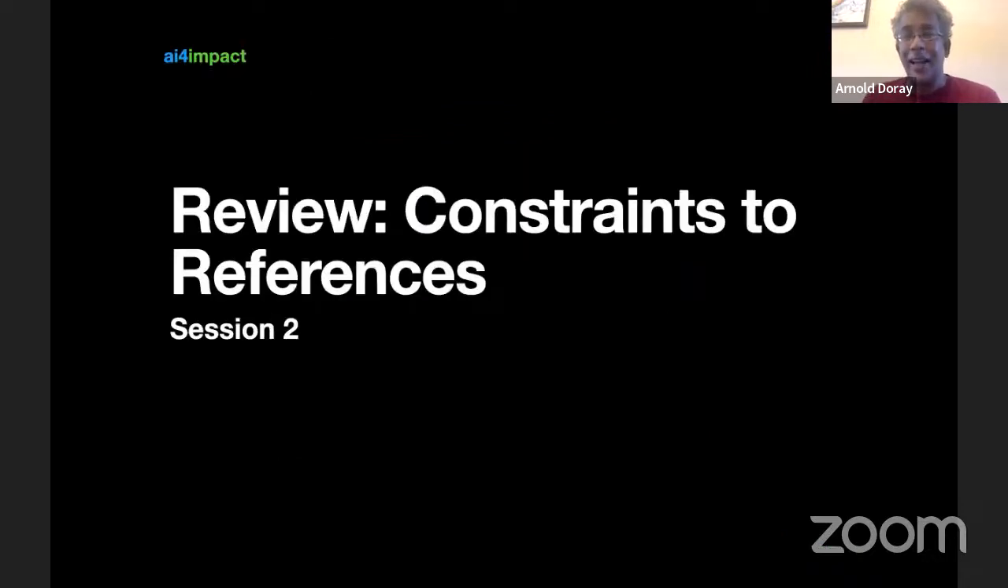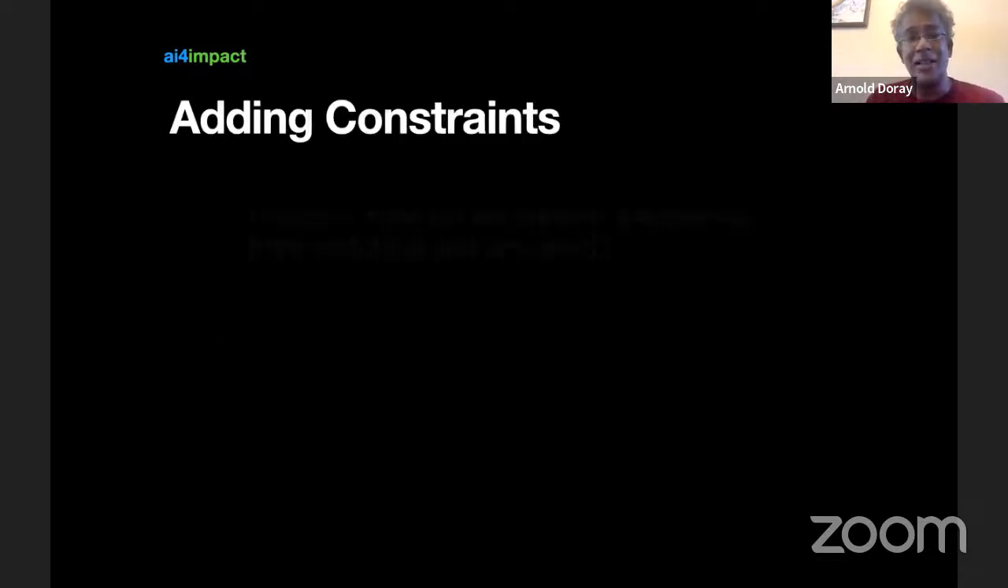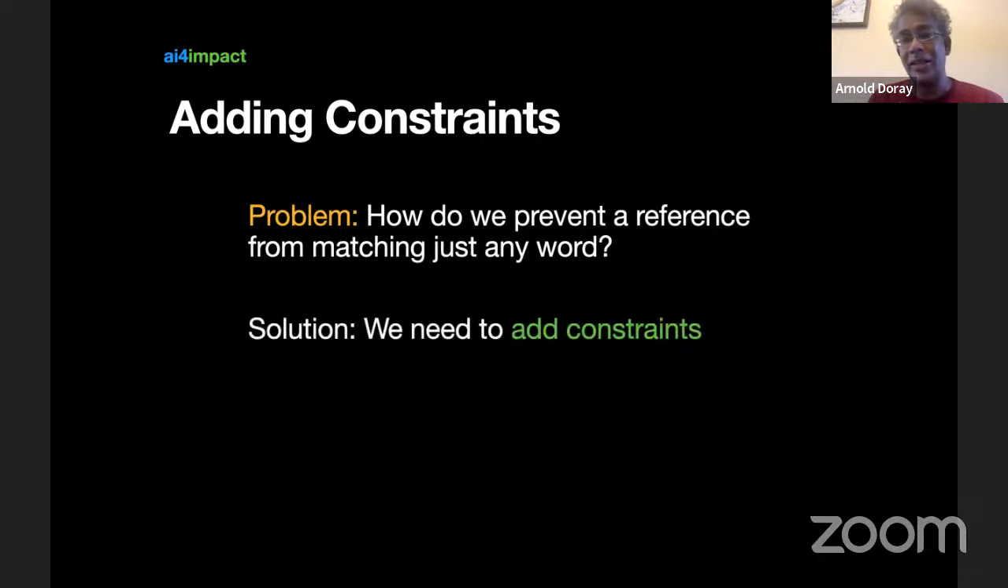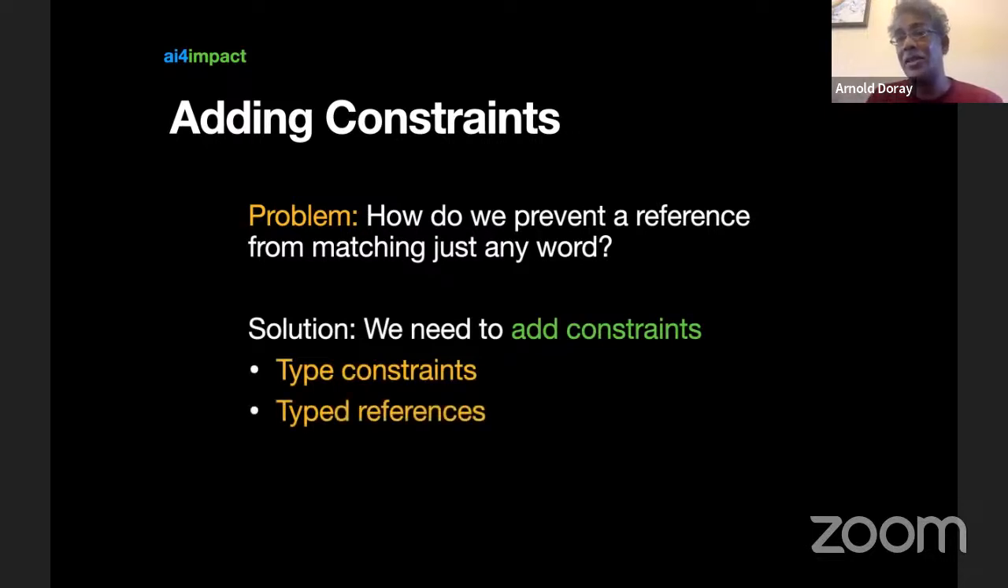Next, I want to review constraints on references, and this is actually pretty important. You want to add constraints. The problem is, how do you prevent a reference from matching just any word? It's not very useful if it just matches any old word. This is where you want to add constraints. There are two kinds of constraints. The one that you normally use is called types, or type constraints. There's also something built on top of that, which is type references. But the main one is really type constraints.